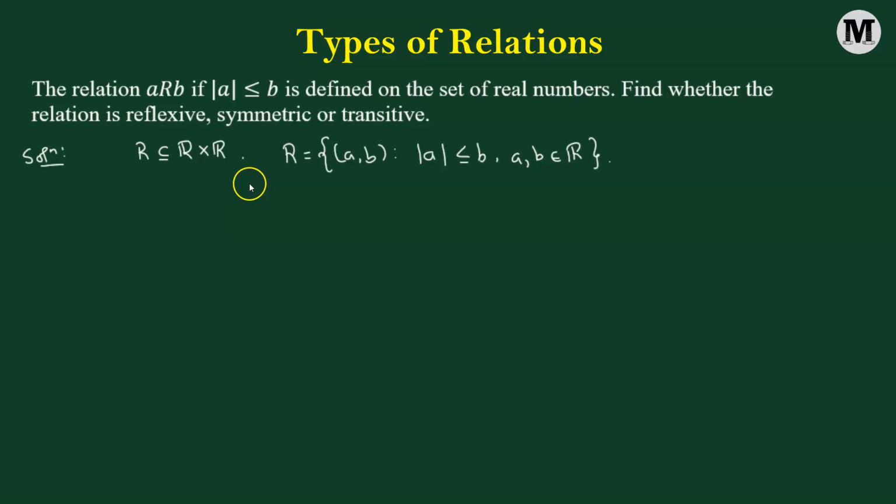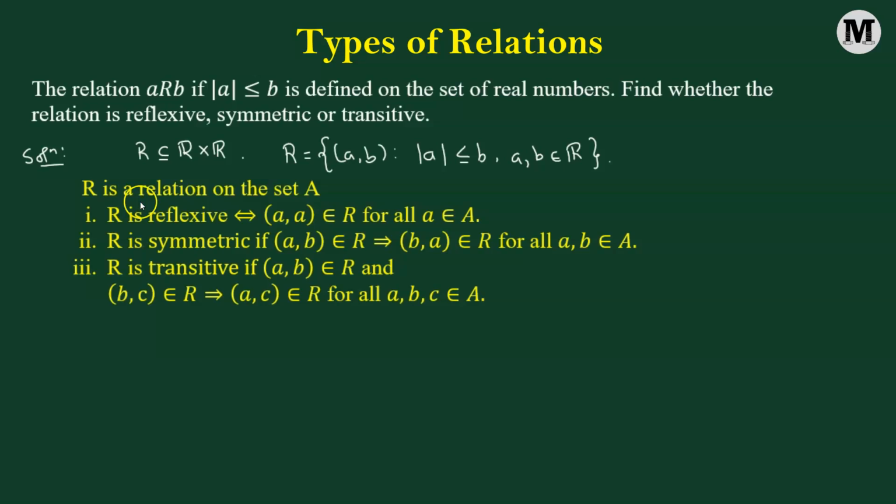Now in order to show that, let's quickly go through the definitions. Here R, let's say, is a relation on the set A. R is going to be reflexive if and only if the ordered pair (A, A) belongs to the relation R for all A belonging to the set A. That means for all the values that we pick from the set A, the ordered pair (A, A) must be present in the relation. Then we can say that R is reflexive.